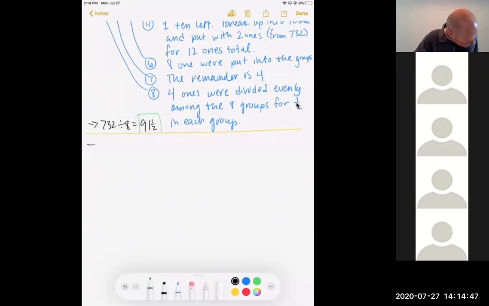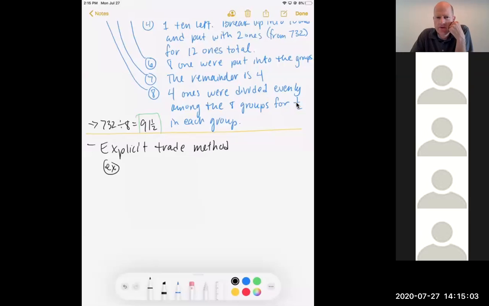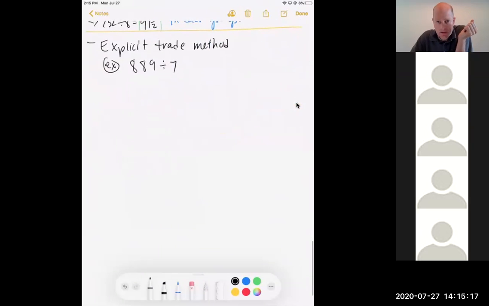Okay, the next one here is the explicit trade method. It's like the standard algorithm, but we're going to put each of the quantities that we're considering into a column. Okay? So our example is 889 divided by 7. The explicit trade method sets up just like the standard algorithm. So we do like 7 going into 889.